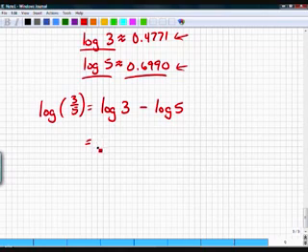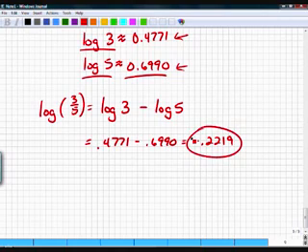So all we've got to do is 0.4771. Go ahead and start subtracting that. Minus 0.6990, which is negative 0.2219. So the log of 3/5 is a negative number. Any questions?